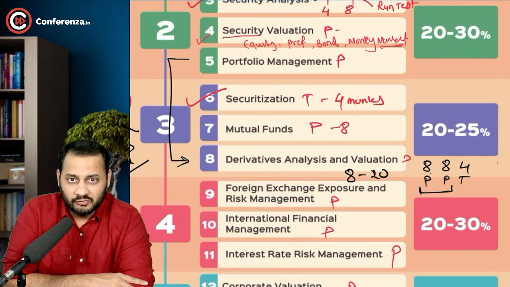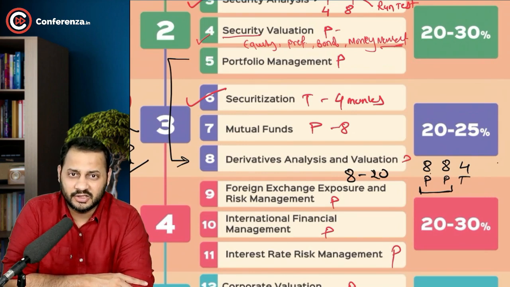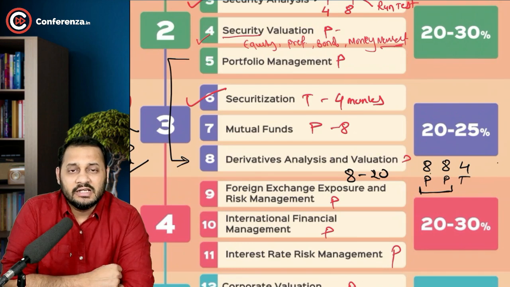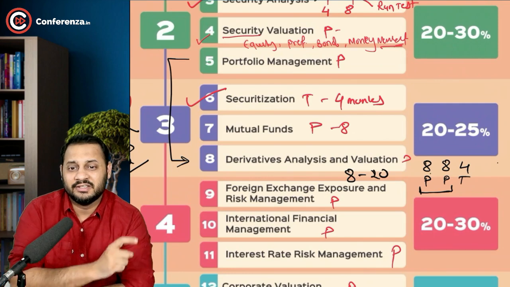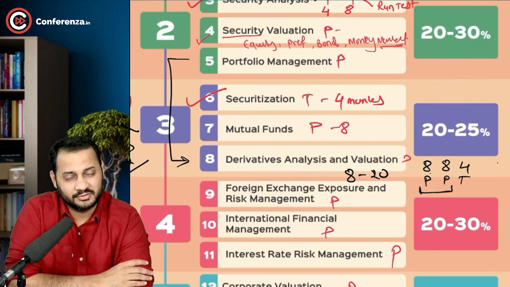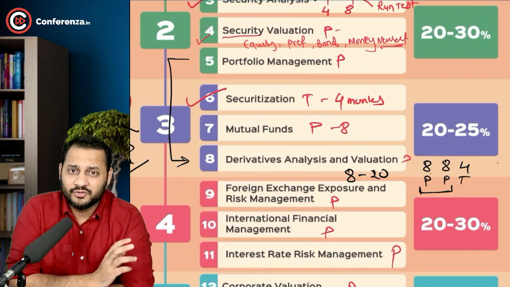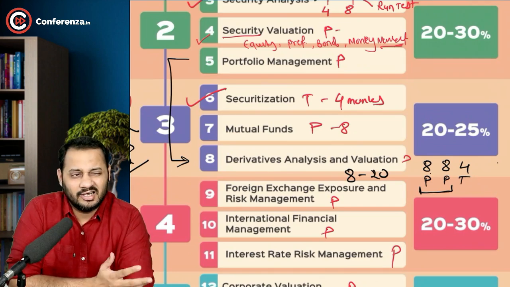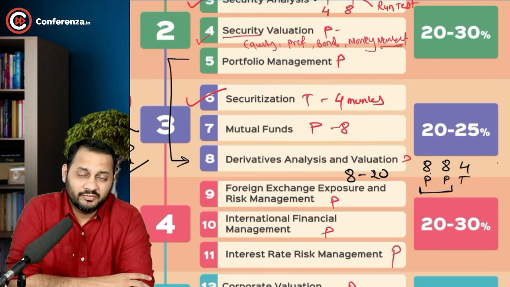There was one type of asset under the derivatives that we didn't discuss in the derivatives chapter because it was not covered in that. That was currency derivative. Currency derivatives will be discussed in this chapter, foreign exchange exposure and risk management. But don't worry about it, as the derivatives part of the currency is hardly 10 to 15% of the entire portion. But we are going to learn a lot of things apart from that.